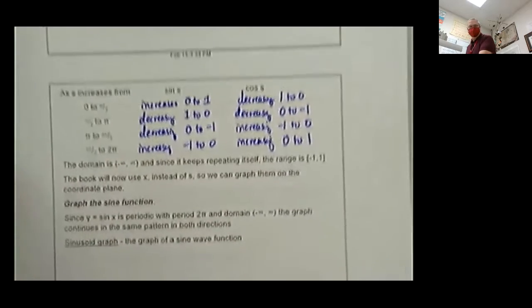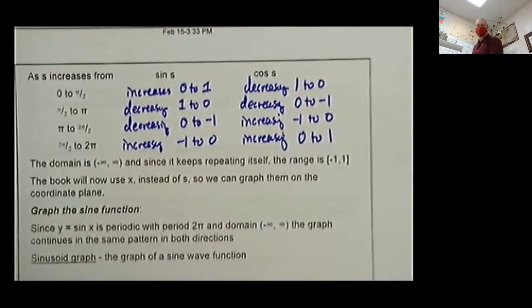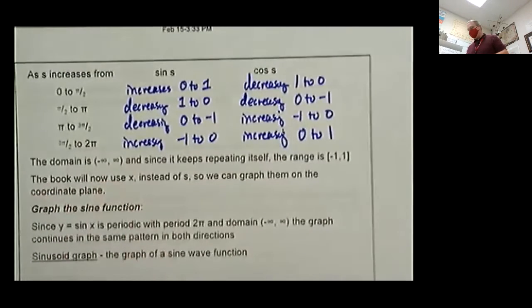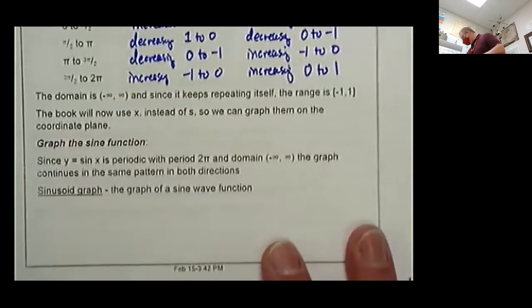and far right as we want to. Since it keeps repeating itself, the range is -1 to 1. And we talked about this in chapter 1. Remember, sine and cosine have to stay between 1 and -1. And so we'll see that in our graphs. Note also that the book will now use x instead of s, so we can graph them on the coordinate plane. And so that takes us to the graph of the sine function.